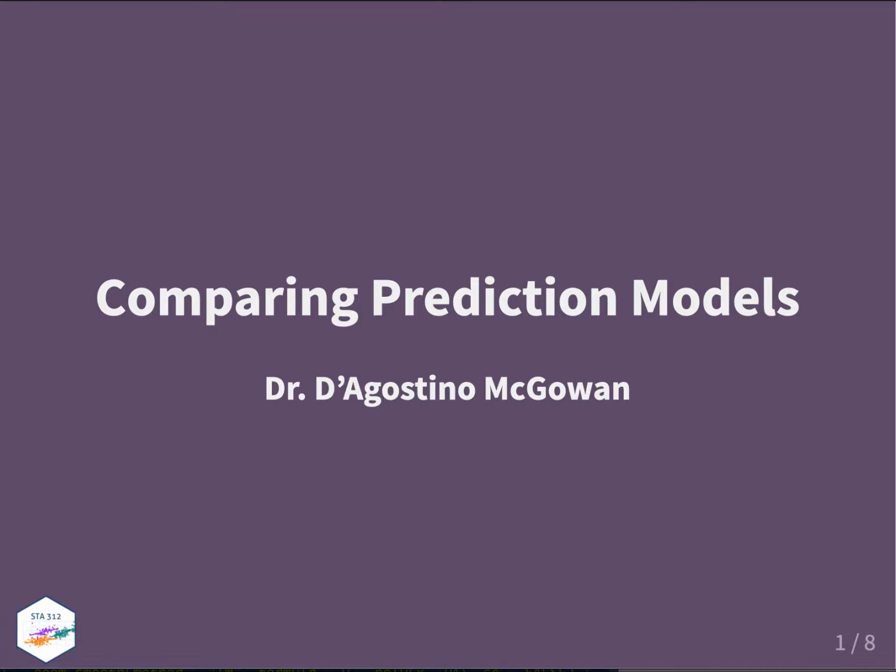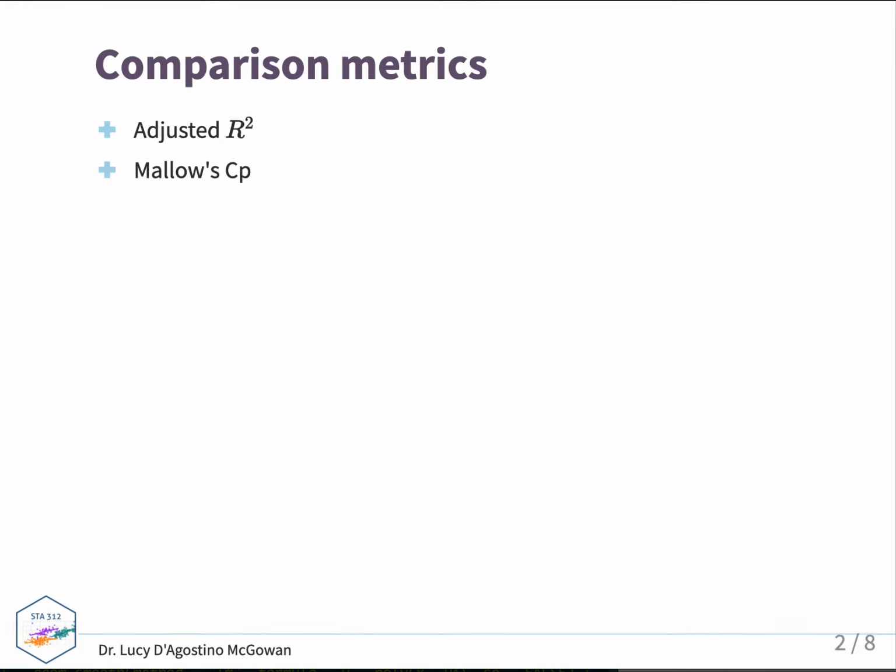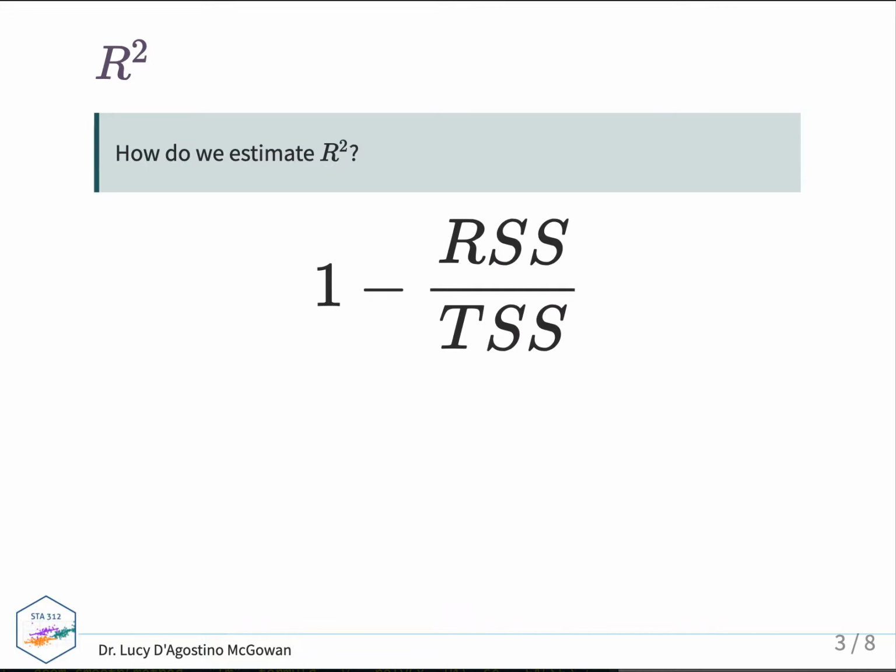Right, so now I'm going to talk about comparing prediction models. Two metrics that are often used for comparison are adjusted R-squared and Mallows Cp. Earlier in this class, we talked about R-squared and we derived it. You also showed the relationship between it and an F statistic in the last lab. And now we're going to talk about something that builds on this, known as adjusted R-squared.